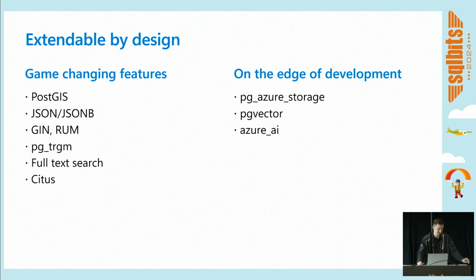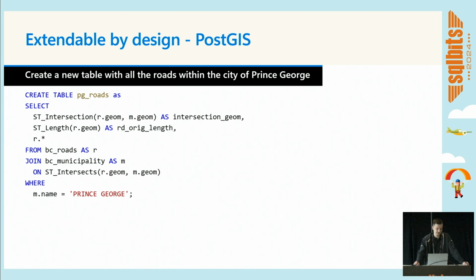There's also this extension called pg_trgm. It's easier to remember that it's for trigrams. It allows some interesting things that we'll go over in a moment. There's full text search, Citus, and a bunch of extensions that we develop at Microsoft to integrate with our services like Azure Storage and Azure AI, but also new, on the edge of development, extensions by the community like pgvector for vector storage and working with embeddings.